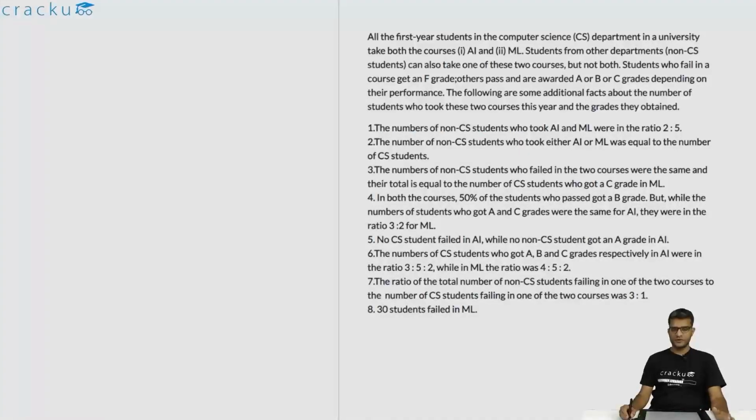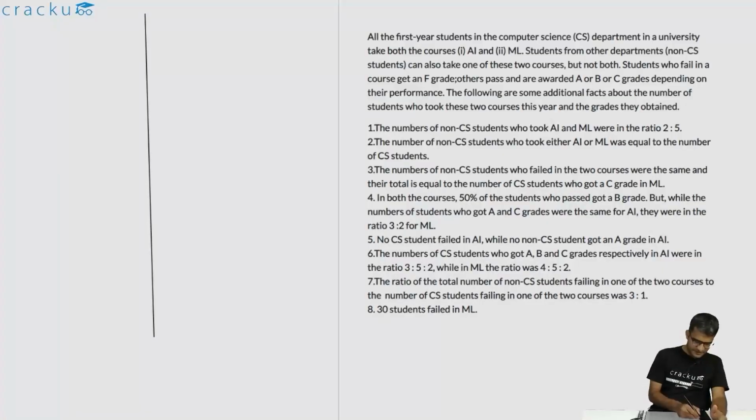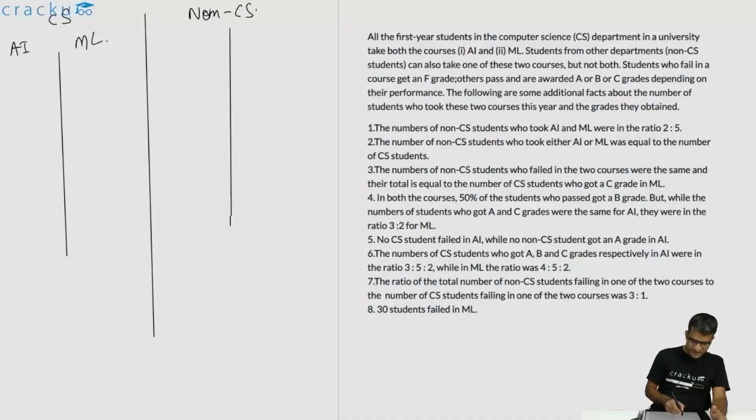In this question, we are told that in a university there are 2 types of students. They are computer science students and non-computer science students. So let us divide both of them. This is CS students and this is non-CS students. All the CS students do 2 courses. One is in AI and the other is in ML. And non-CS students do exactly one of it. They either do AI or do ML.